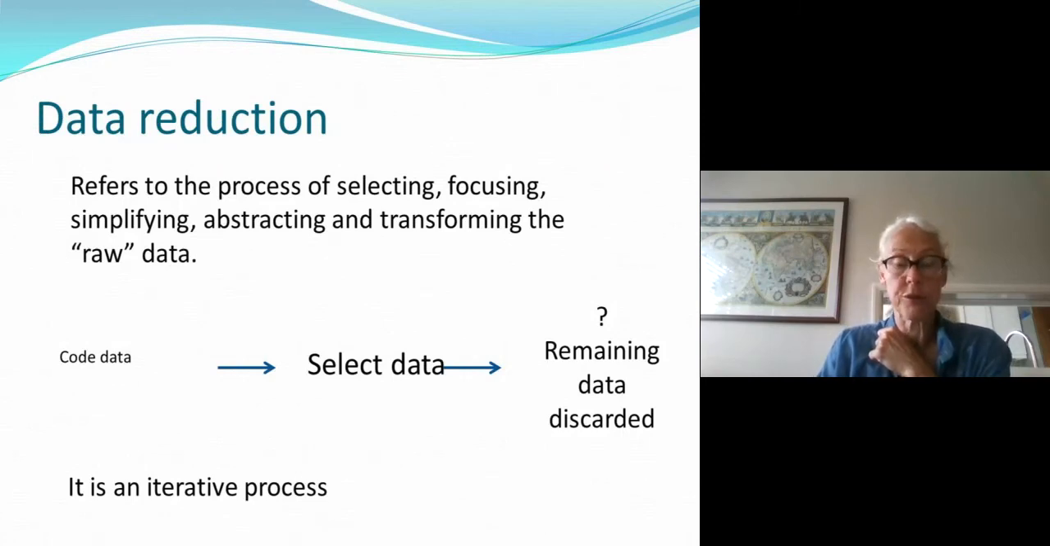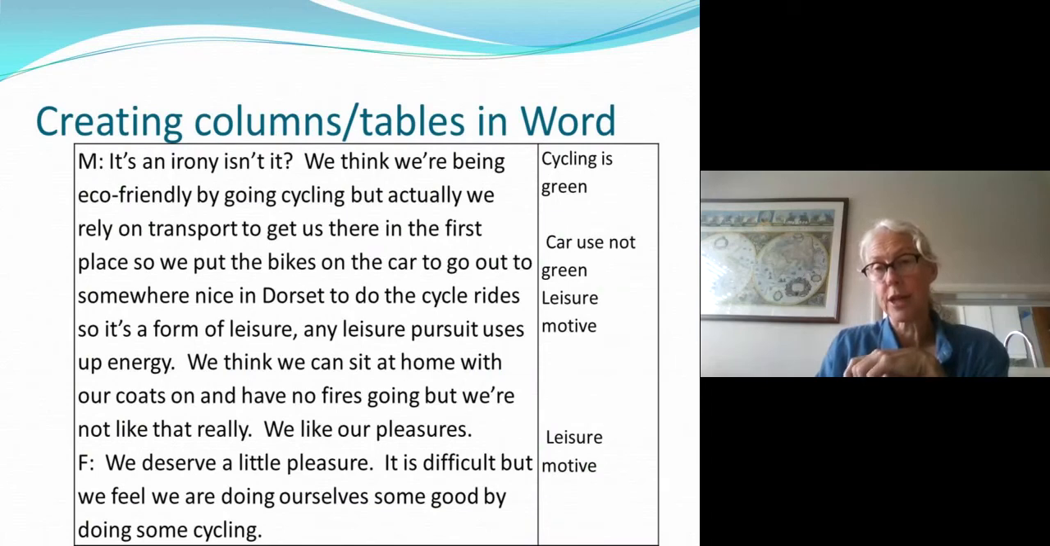It's a bit of an iterative process, and often I find that once I've done a whole load of data coding, I've used slightly different terms. So I review my list of codes and go, okay, I've talked about cycling being green, I've talked about it being environmentally friendly, they're both about the same thing, so I put them together.